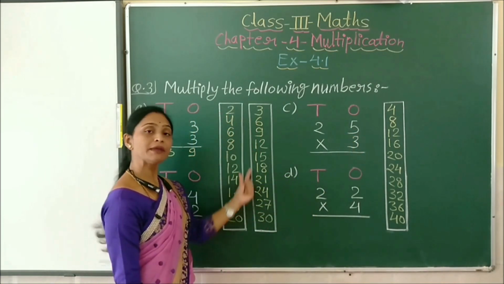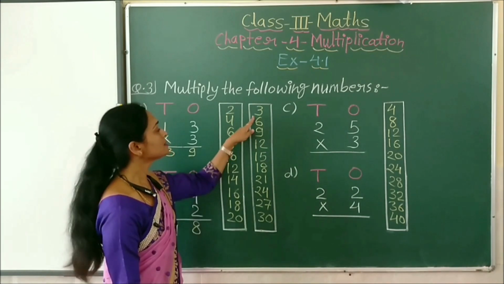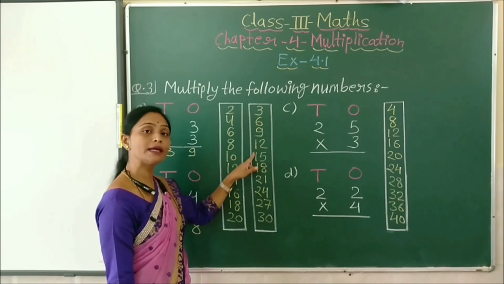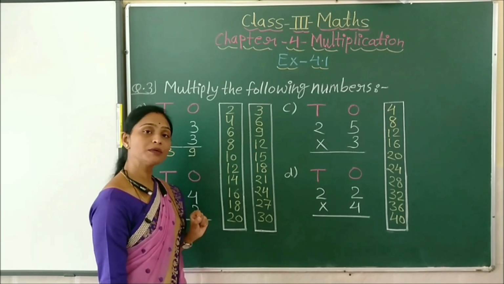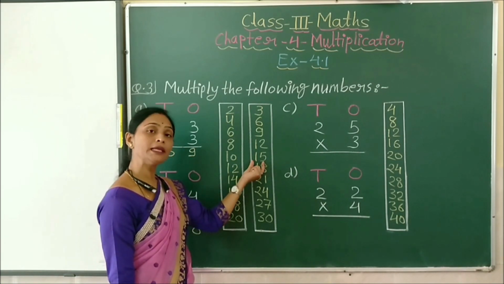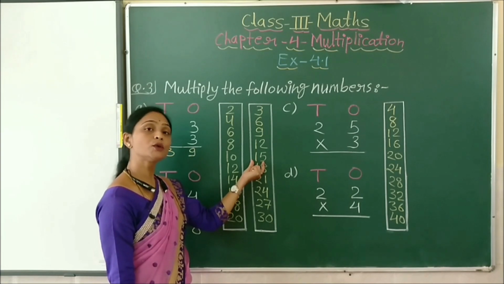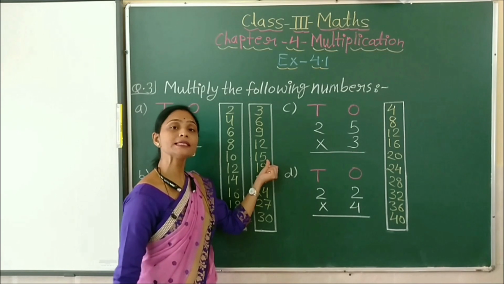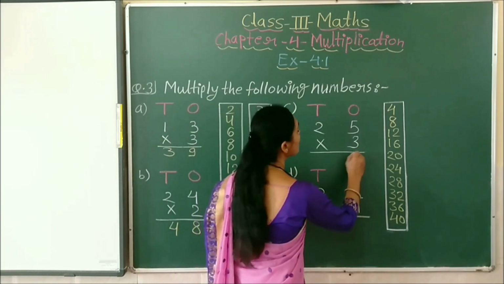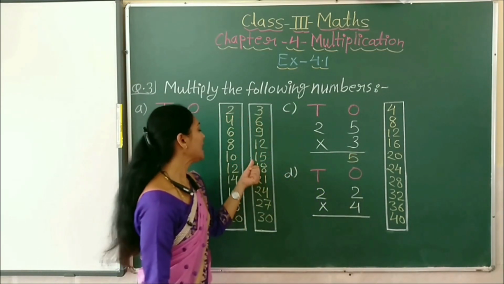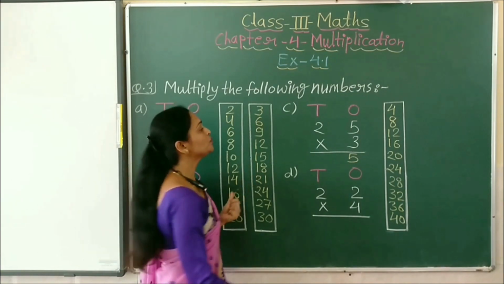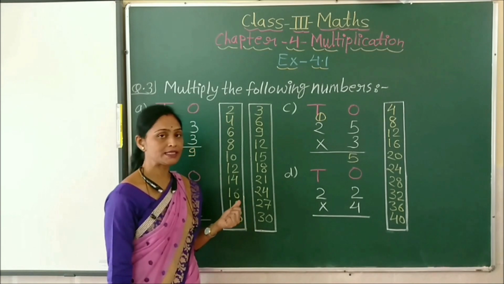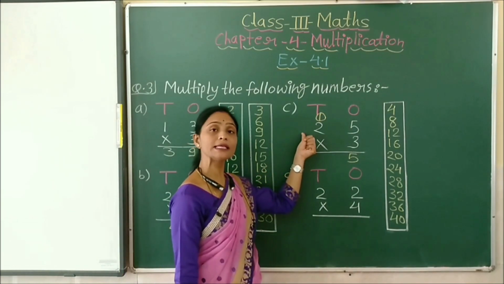So 5 times we have to read this 3's table. 3 ones are 3, 3 twos are 6, 3 threes are 9, 3 fours are 12 and 3 fives are 15. How much did we get? We got 15. Now see children, if we get a 2-digit number, what do we have to do? This ones place digit we have to write here on ones place, and then the tens place digit we have to write as carry over here on tens place. Yes, you have to remember this nicely.